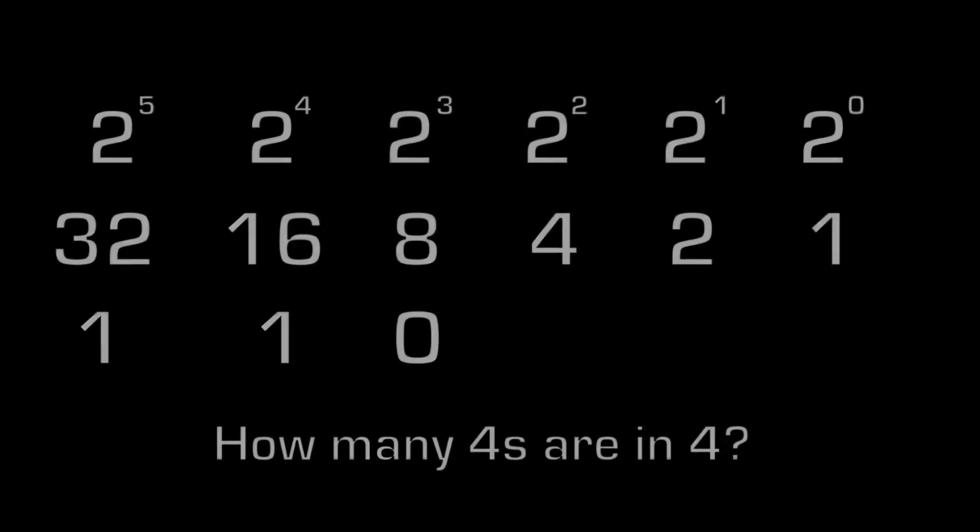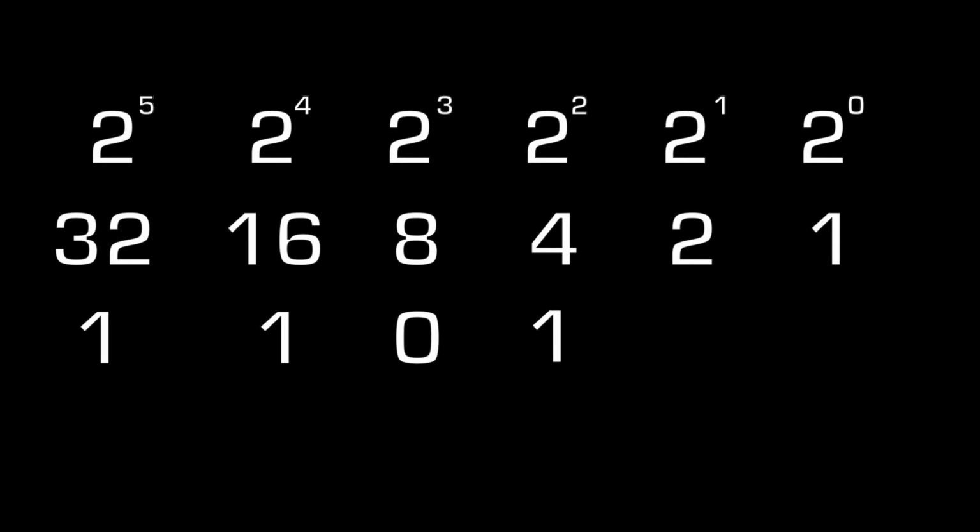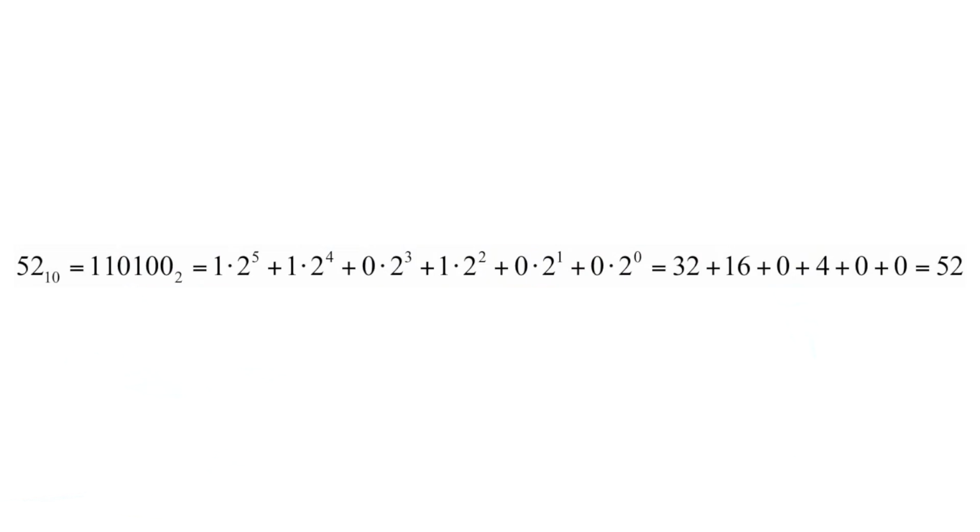The next position is 2 to the 2nd power, or 4. We ask ourselves how many 4s go into the number we have left, which is 4. Well, 4 goes into 4 once, so we put a 1 there. We subtract 4 from 4 to get 0, so we have nothing left, and the last 2 positions are 0. Thus, the resulting number is 110100. That means that 52 in base 10 is the same thing as 110100 in base 2, because 1 times 2 to the 5th plus 1 times 2 to the 4th plus 1 times 2 to the 2nd is 32 plus 16 plus 4, 52.